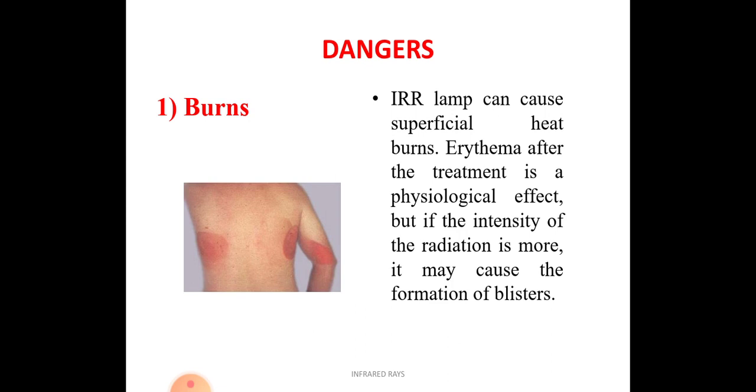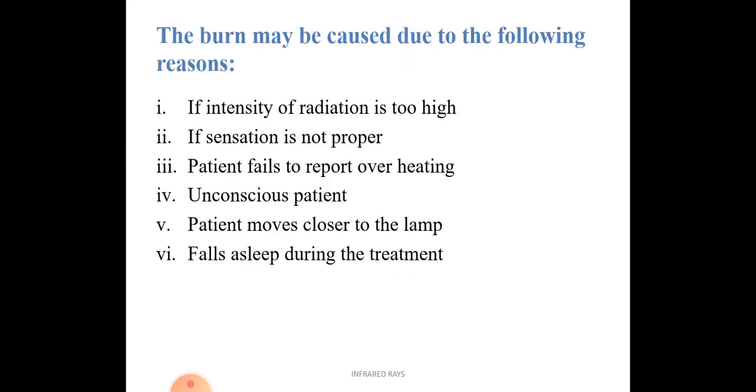Now burns. The IR lamp may cause superficial heat burns, okay. Erythema may happen, so that is one of the physiological effects. Erythema means reddening of the skin, that you can see in this figure also, okay. But many times it is causing burns, many times it is just causing erythema, and sometimes it is causing blister. Blister means very small sacules will be produced. Now why are these burns occurring?